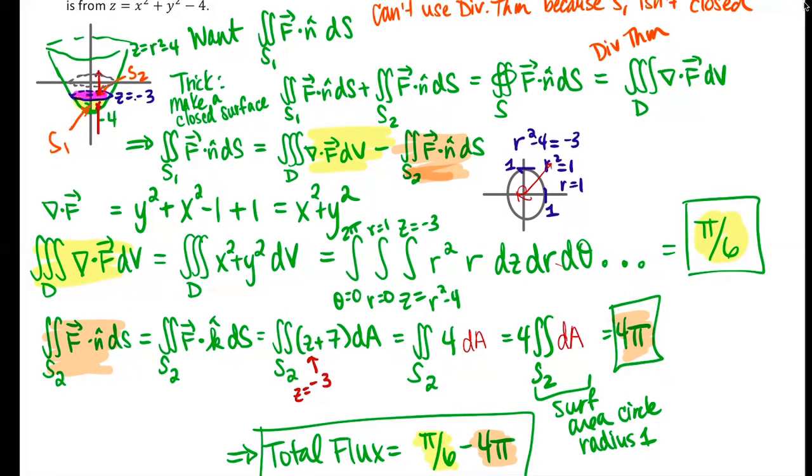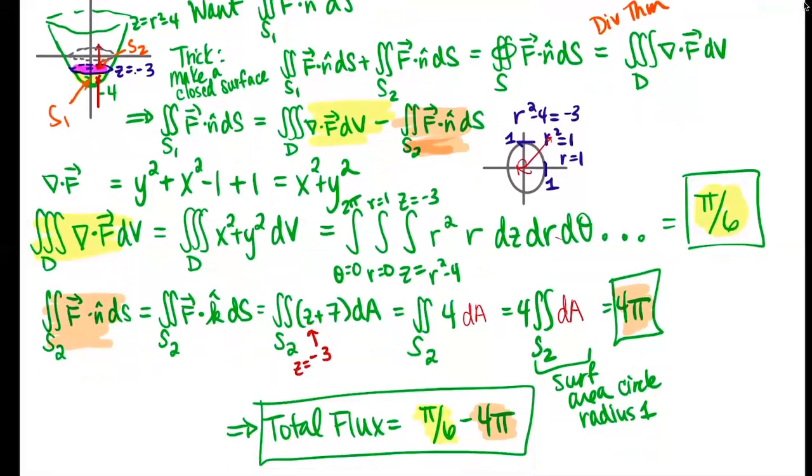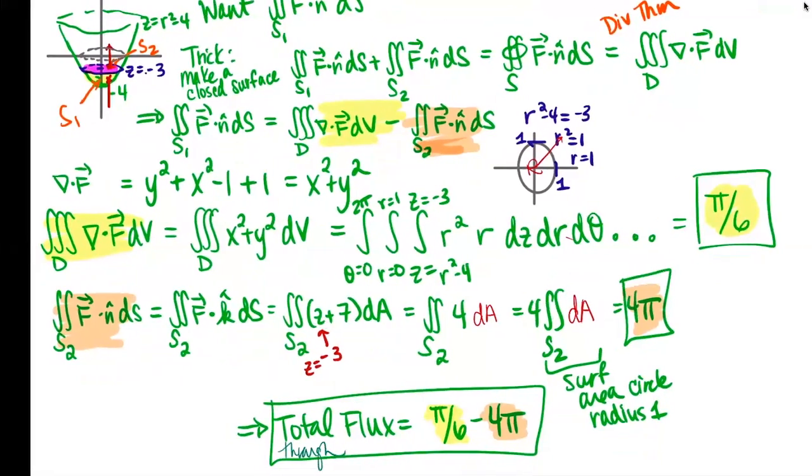And then to get the total flux through S1, which is what we wanted all along, which is the yellow bowl, I'm going to take pi over 6 minus 4 pi. So this is an example of a nice trick we can use if we don't have a closed region: we can close it off and then subtract off whatever we added on.